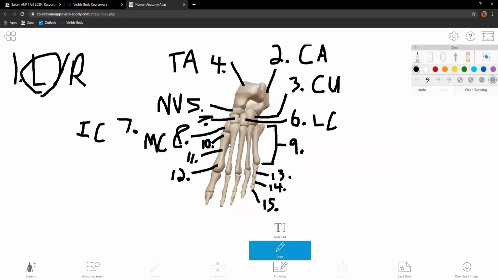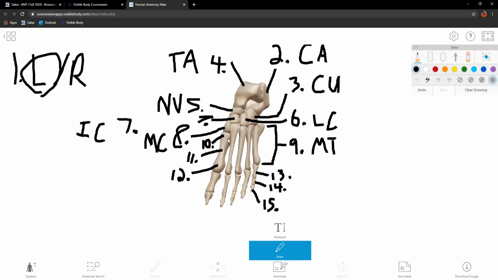All right. Moving on to number 9. So number 9 is going to be your metatarsals. So each one of these is your metatarsal, and they're each numbered 1, starting with your big toe, 1, 2, 3, 4, 5, ending with your pinky toe. So then we get more specific for specific landmarks on your metatarsal.